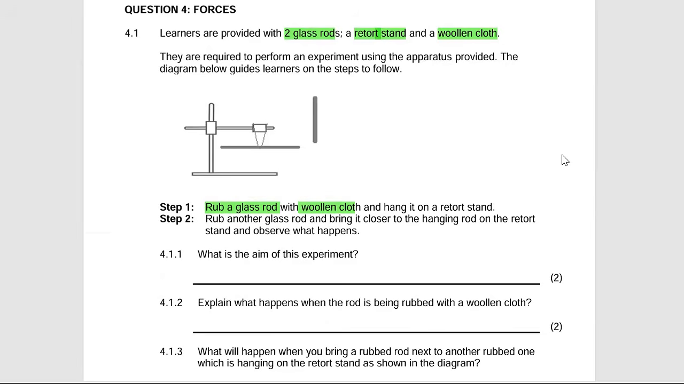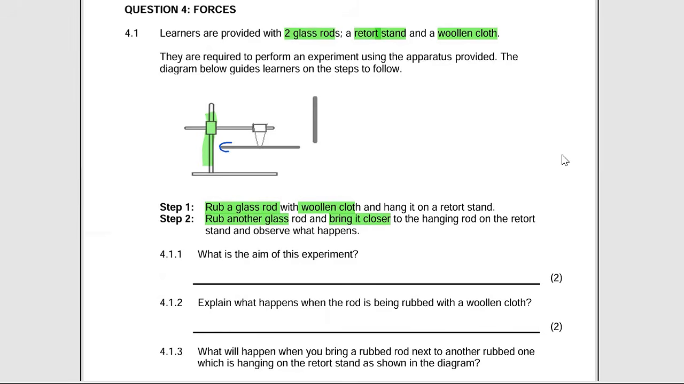Then step number 2, rub another glass rod and bring it closer. So they rub the first one, and now they're rubbing the second one, and we're supposed to bring it closer to the hanging rod on the retort stand. By the way, this is our retort stand, this one is the first glass rod, and this one is the second glass rod that is being rubbed, to the hanging rod on the retort stand, and observe what happens.